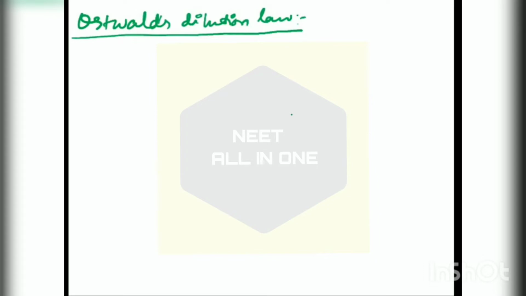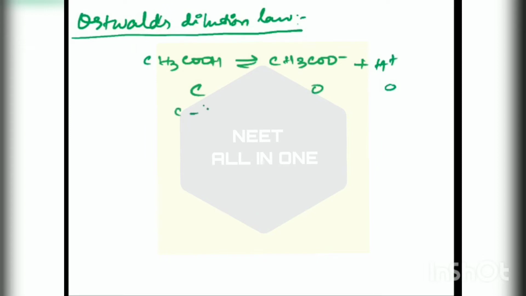So what does Ostwald's dilution law say? For that, let's write an equation: CH3COOH ⇌ CH3COO⁻ + H⁺. Let's suppose it has initial concentration C, and here it will be 0. At equilibrium it has C minus X, then X, then X. Now this X, let us suppose it will be C alpha.